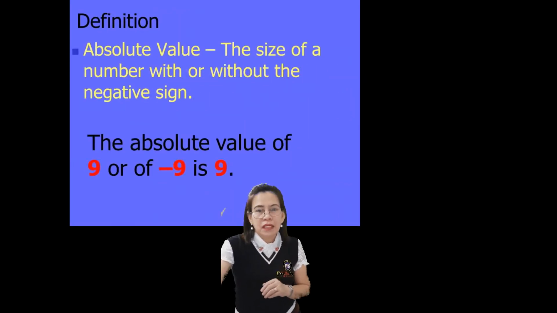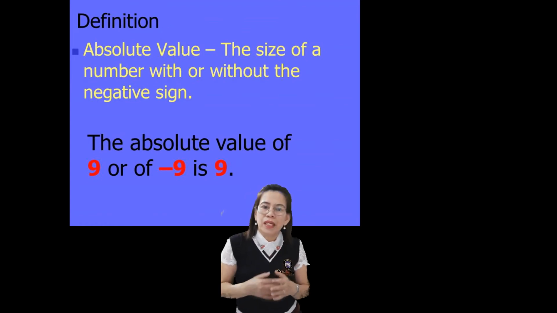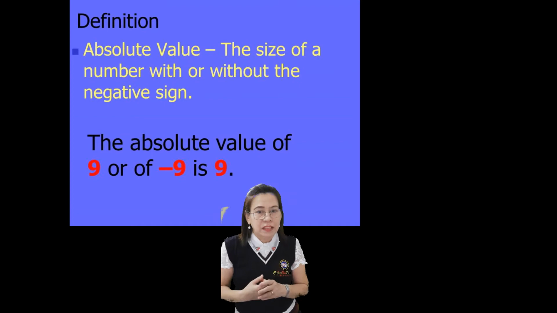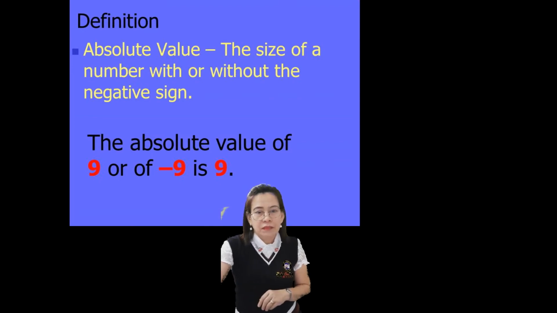Okay, next is absolute value. So it is the size of a number with or without the negative sign. Let's say for example, the absolute value of 9 or of negative 9 is positive 9.